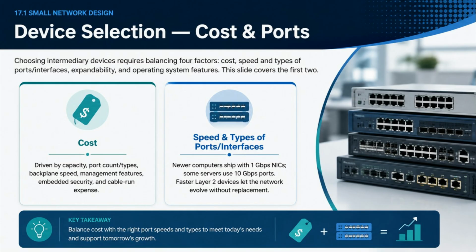Four factors balance when choosing intermediary devices. This slide covers the first 2, shown on screen. Cost, driven by capacity, port count and type, backplane speed, management features, embedded security, cable run expense, and speed and port types. Newer devices ship with 1 gigabit per second NICs. Some servers use 10 gigabits per second, faster. Layer 2 devices let the network evolve without a full replacement.